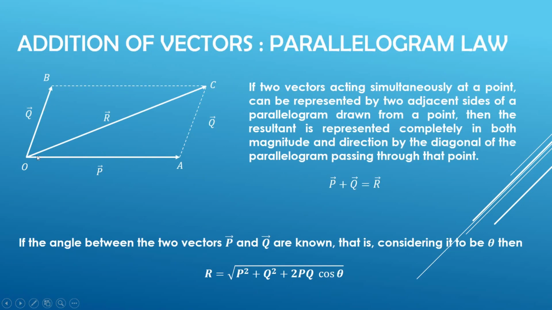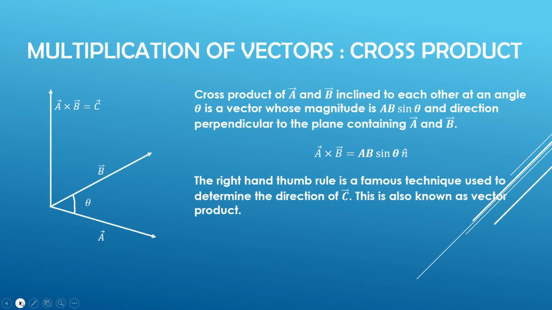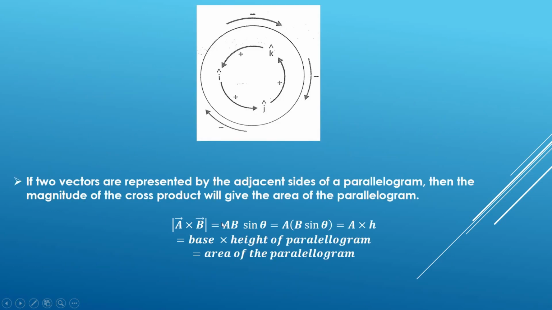this parallelogram law. Suppose this is A and this is B, and if we draw a perpendicular here, then this will be the height, and this will be the angle theta. Then if this is B, B sine theta will be this height, and that is what we have used here. We know base into height is the area of the parallelogram, therefore we will get this. Remember, only the magnitude gives the area.